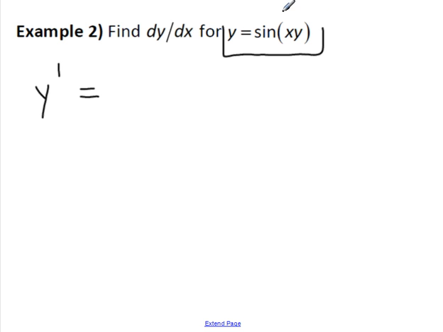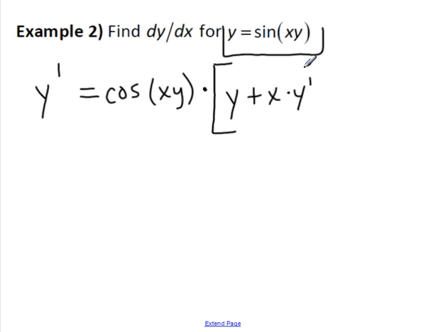This is something that trips a lot of people up. So again, we're going to use chain rule, the outer function sine. Derivative of sine is cosine of xy. Now here's the tricky part. This is chained, so I'm going to multiply by the derivative of the inside. The inside is a product rule. So that cosine of xy has to be multiplied by both things. So we're going to put a big bracket here. Derivative of x is 1 times y plus x times y prime.